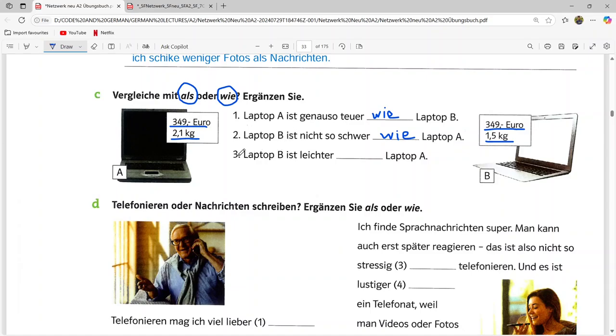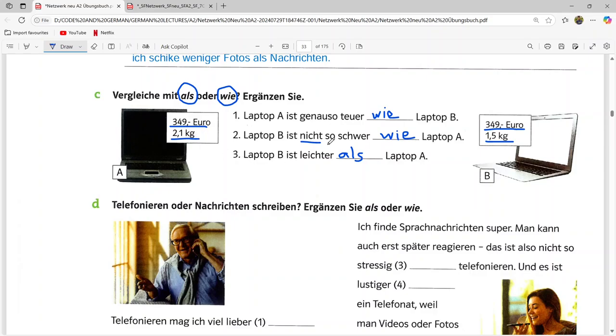Next one, third one. Laptop B ist leichter als laptop A. Now see, now the comparison can be done. So this laptop is lighter than laptop A. So this one is very easy. In the second one, nicht is used. So the comparison is changed. They are not equal.